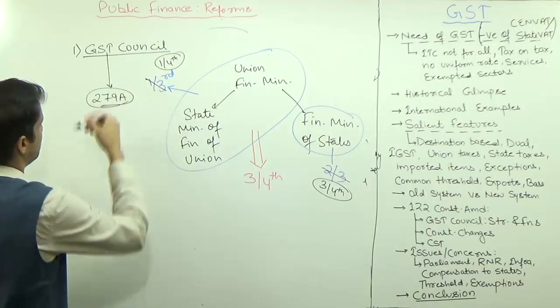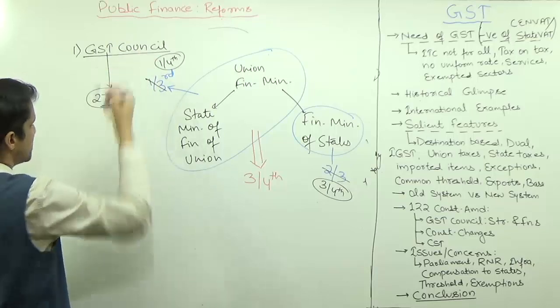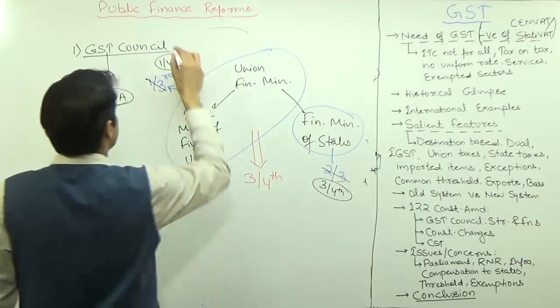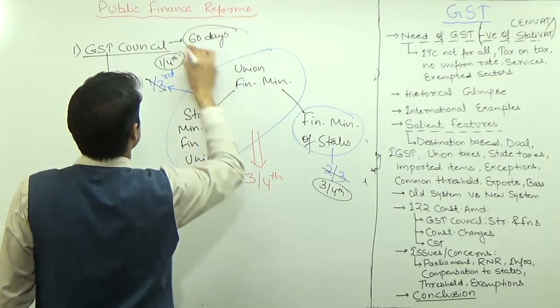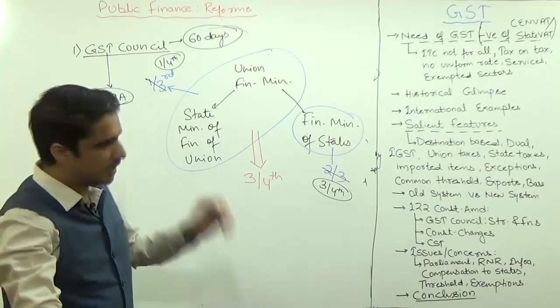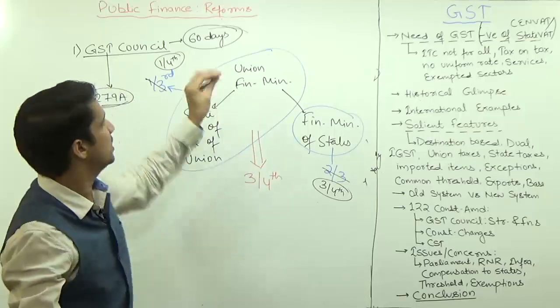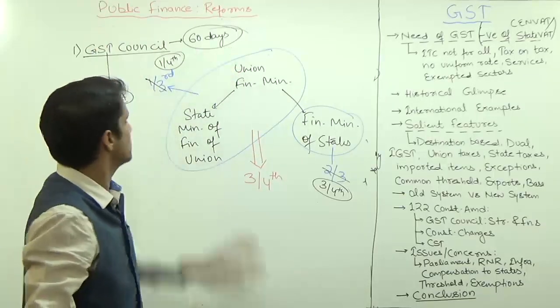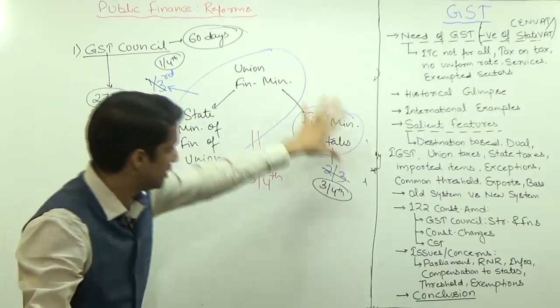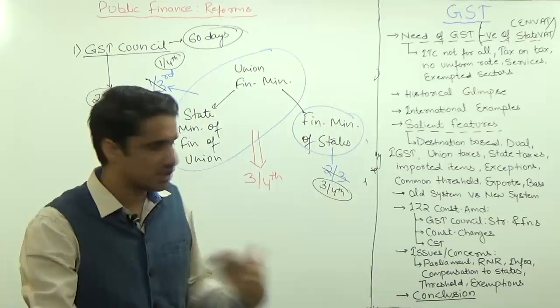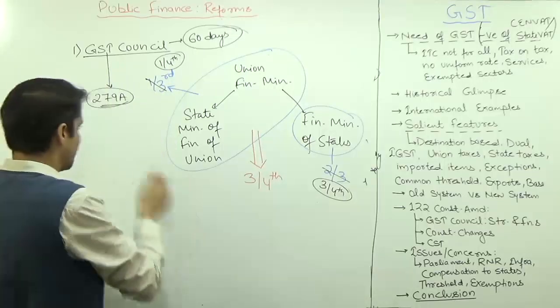So 279 will be there. As per 279A, the GST Council will be established within 60 days of passing of this bill. So when this bill becomes an act, within 60 days, the President will set up this GST Council. This will be the structure. And what will be the functions of the GST Council? Some of the functions we discuss.